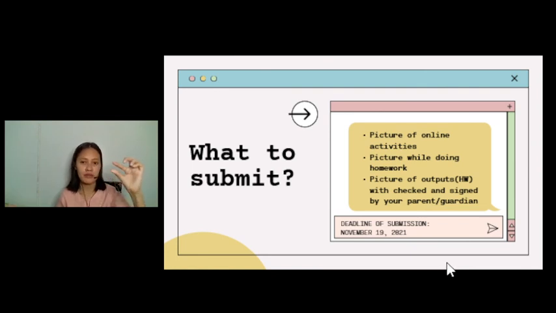So, meron kayong main post. And then, dun sa main post or main comment ninyo, i-reply nyo lang po doon yung supporting picture or picture ng outputs na isa-submit ninyo. Pwede din po yun. So, you have two options. I-collage ang inyong mga outputs or yung mga isa-submit ninyo o kaya naman submit it on a thread. Again, don't forget the deadline of submission, November 19, 2021, Friday.